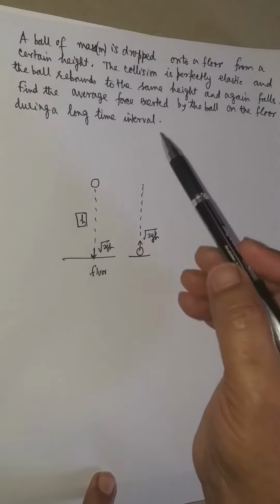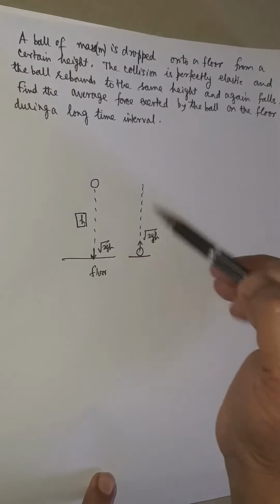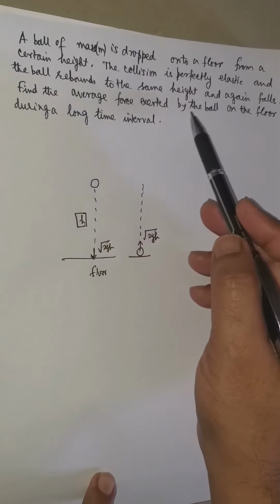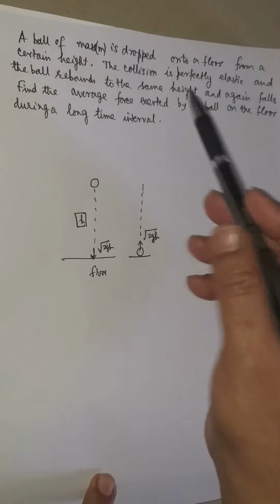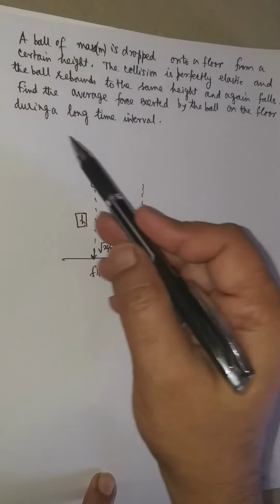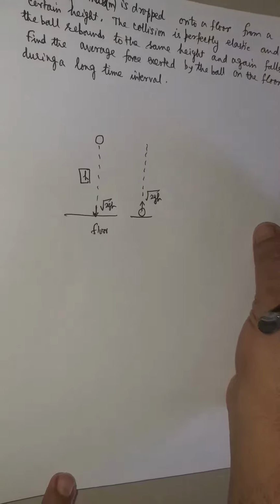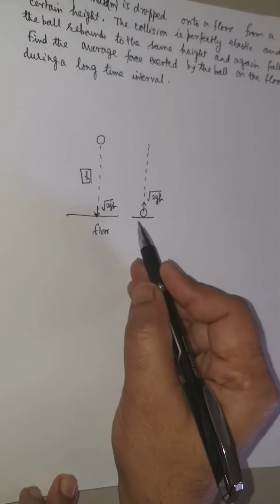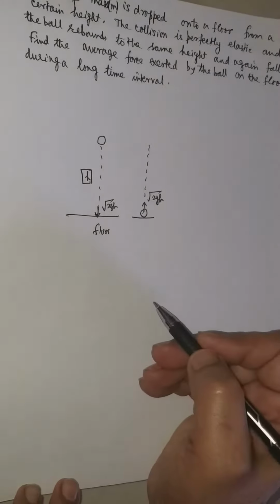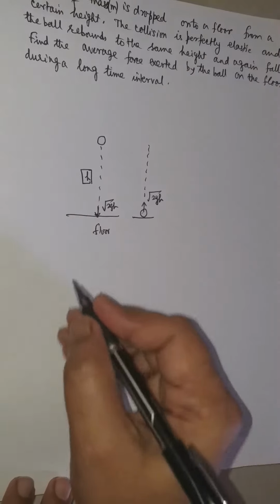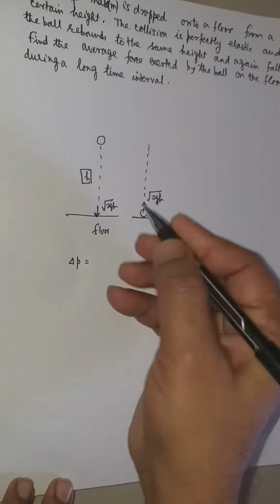Now, let's see what the question is. The collision, as it is perfectly elastic, find the average force exerted by the ball on the floor or by the floor on the ball, both are same, during a long time interval. See, here if it is long time interval, so whatever is true for one collision will be true for the successive collisions. So, what is the change in momentum during one collision?